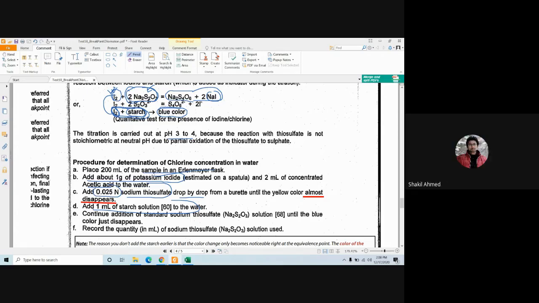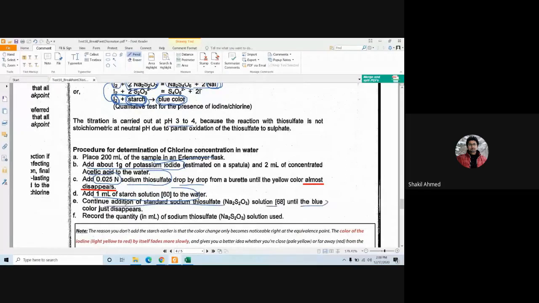Yes, sir. So why did you add a starch? Just as an aid to the detection. So that it forms a blue color, and whenever the last iodine is transferred to iodide, we know by observing the sudden disappearance of the blue color. Okay. So continue addition of sodium thiosulfate solution until the blue color just disappears. Record the quantity of sodium thiosulfate solution added. That's it. Clear? Clear, sir.